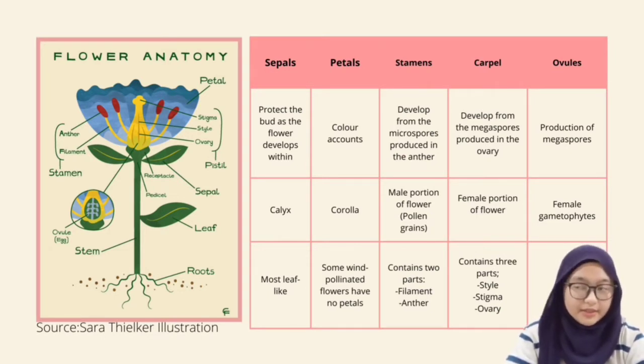Next up, we have the stamen, which is the development site of microspores within the anther, or pollen grains. Next up, we have the carpel, which has 3 parts: the style, stigma, and ovary. This part is where the development of megaspores produced by the ovary takes place. Lastly, we have the ovule, which is the production site of megaspores and contains the female gametophytes.